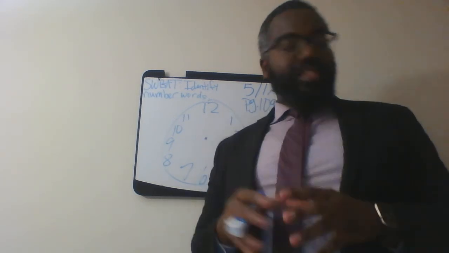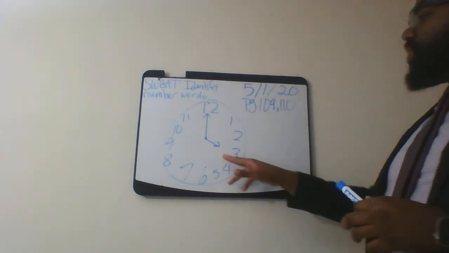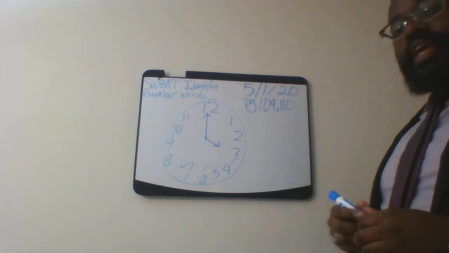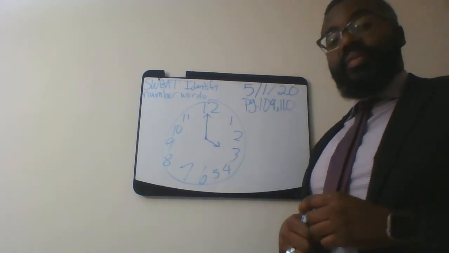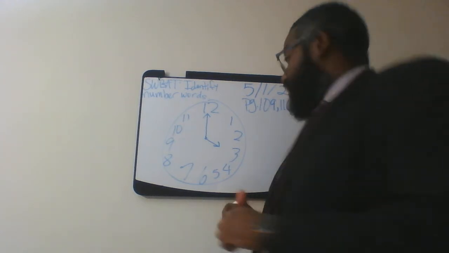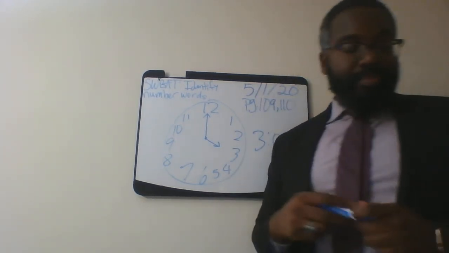Number 5 asks you, what time is it? So looking at a clock, notice the hour hand is on 3. The minute hand is on 12. So what time does that clock say? 3 o'clock. Great job. That says 3 o'clock.